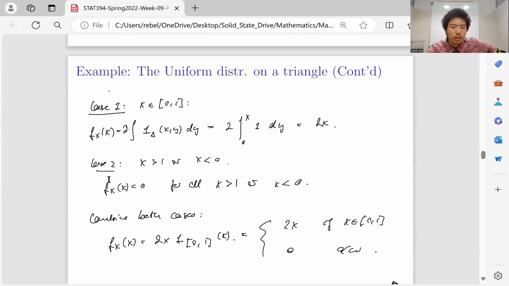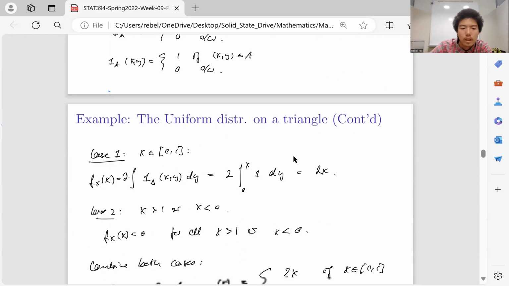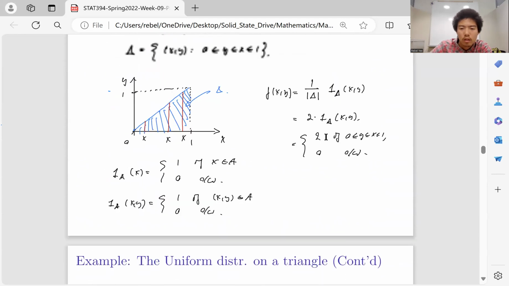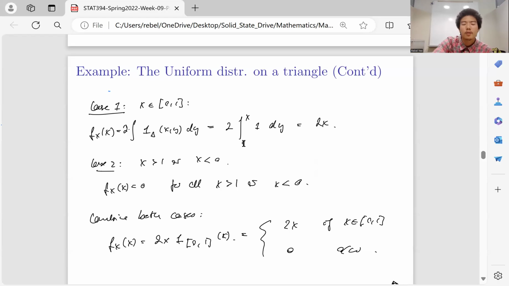So how can we figure out the marginal of this uniform distribution? First, we do case 1: x is in this region, from 0 to 1. What we can do is write f_X as 2 times the integral of the formula. How can we do the integration of this one? Because this function is only nonzero within the range where x is between 0 and 1, this is just 2. If we take the 2 out, the integrand becomes 1. So it's just going from 0 to x, 1 dy, and this is 2x.